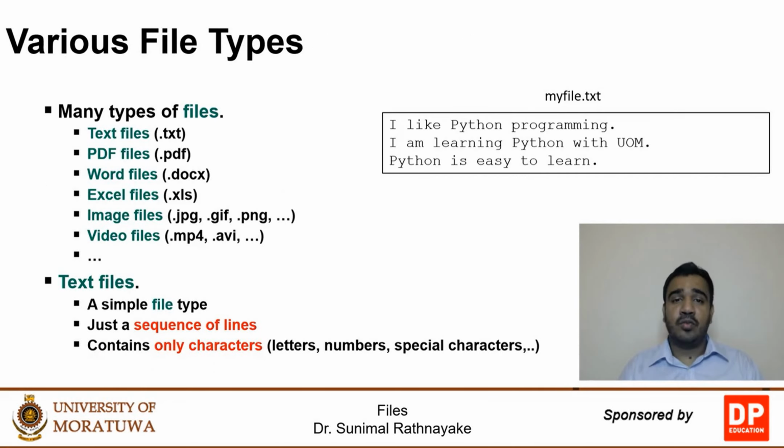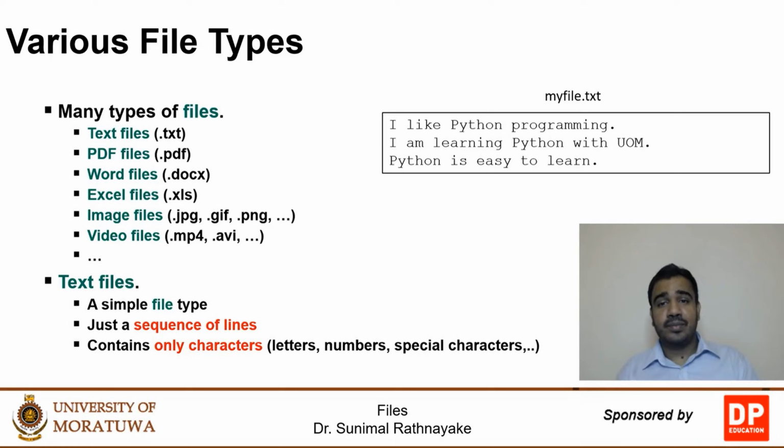There are many types of files which we often differentiate using the file extension at the end of the file name. For example, you can see a list of file types shown on the slide. Commonly encountered file types include text files, PDF files, Word files, Excel files, image files and video files. There are thousands of different file types. The extension of the file is the last part of the file name, which comes after the dot symbol.